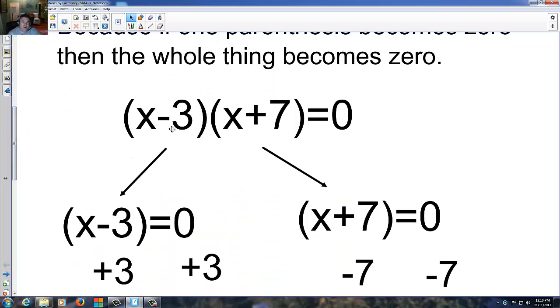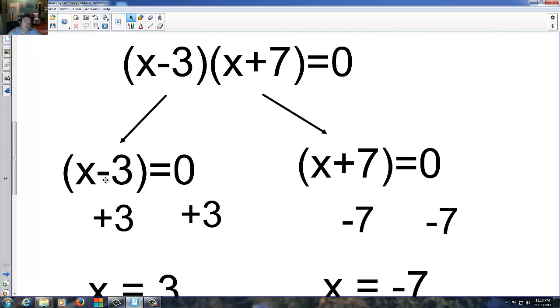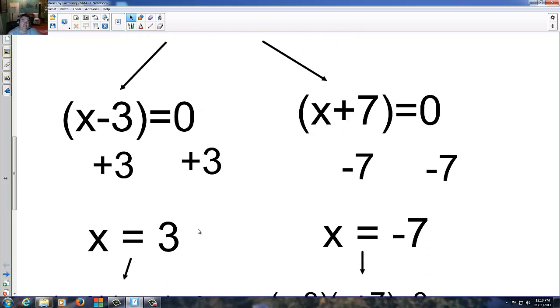In other words, if I make x minus 3 0, 0 times this becomes 0. Or I make this guy 0. This times 0 equals 0. To do this, all we have to do is do the opposite. So instead of minus 3, we add 3. Add 3 to one side, add 3 to the other. You get x equals 3.